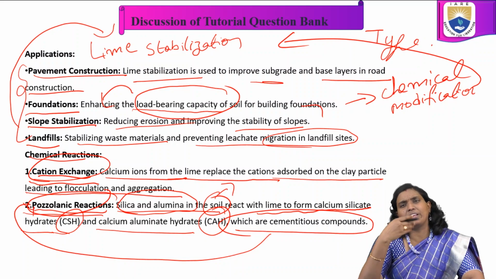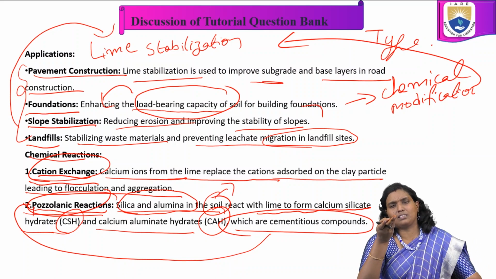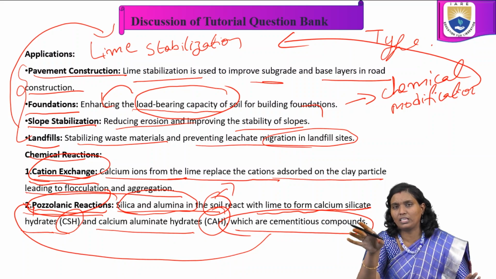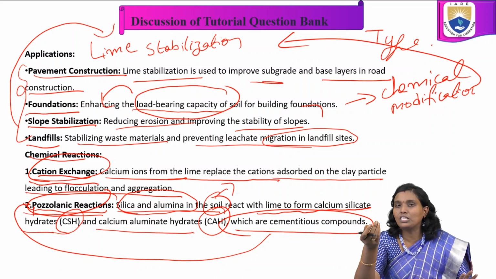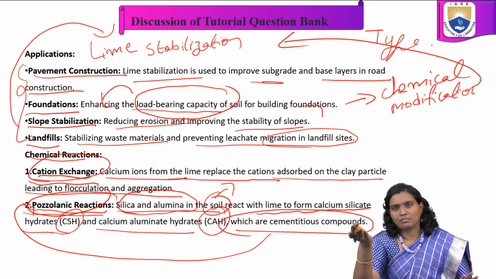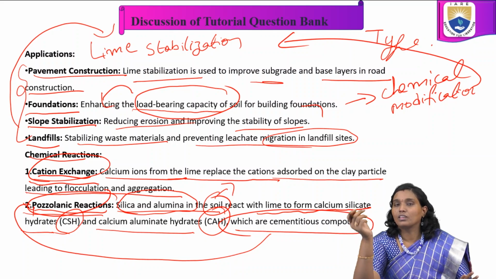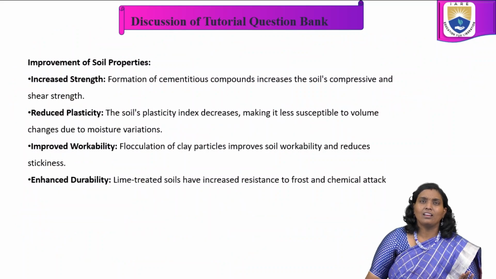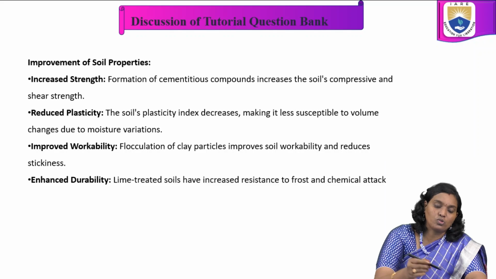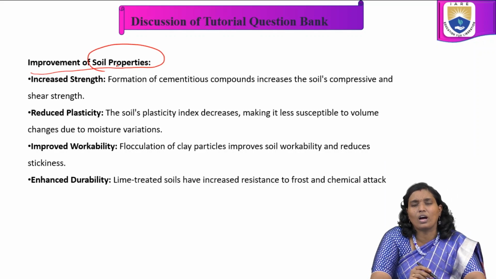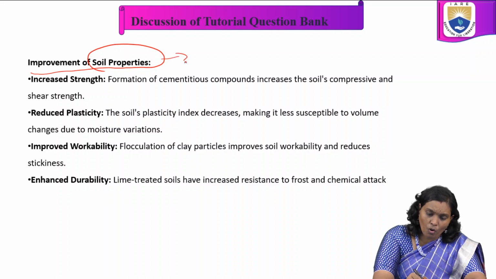Every different chemical has its own kind of reactions, based on the type of soil and how much organic matter is in that particular soil. According to that, we understand the chemical reactions. Next, improved soil properties: what kind of soil properties are going to be improved or modified because of this lime?